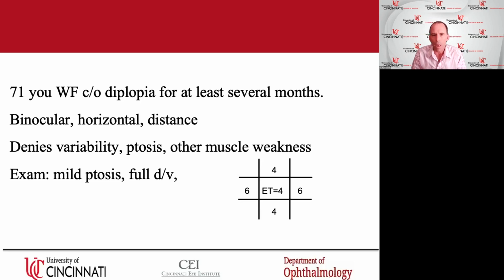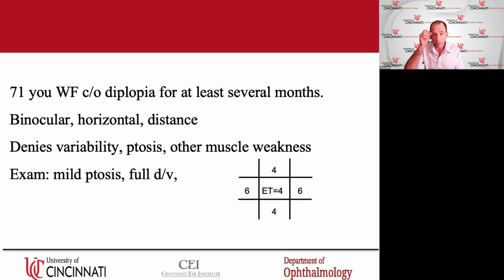The adductions and versions, full D and B, were full. So the eye movements looked fine. But when we checked the alignment, we found a small esotropia at distance of 4 prism diopters. And it was about the same up and down. It was slightly more in left and in right gaze. So I would look at these measurements and say, well, that's relatively comitant.